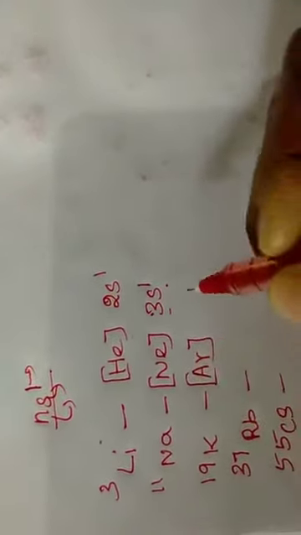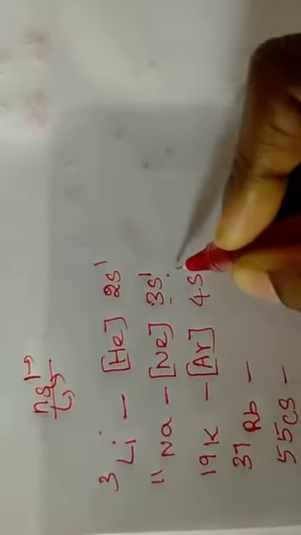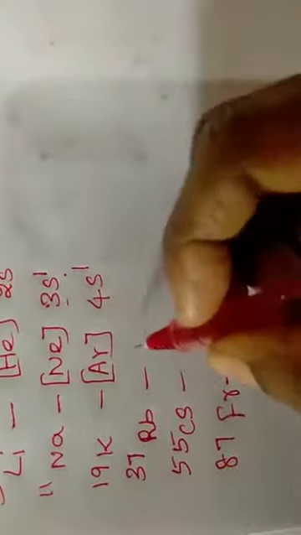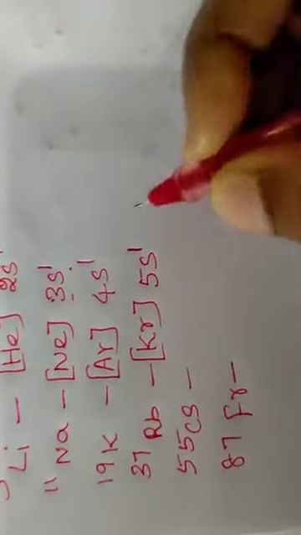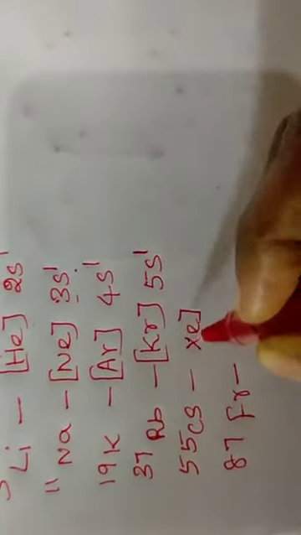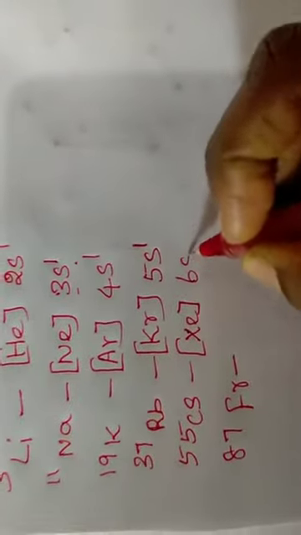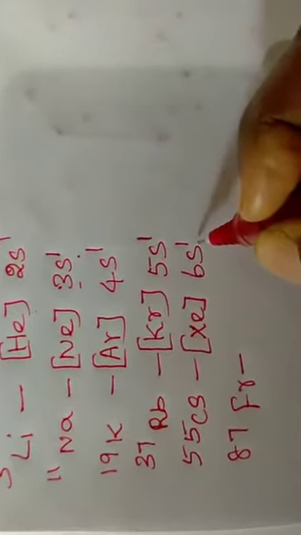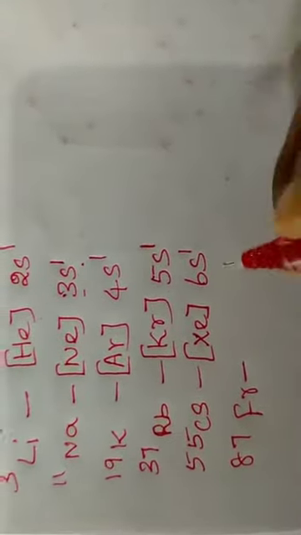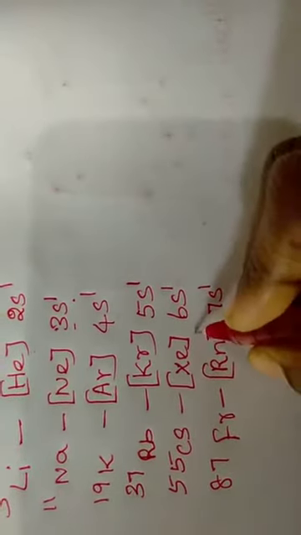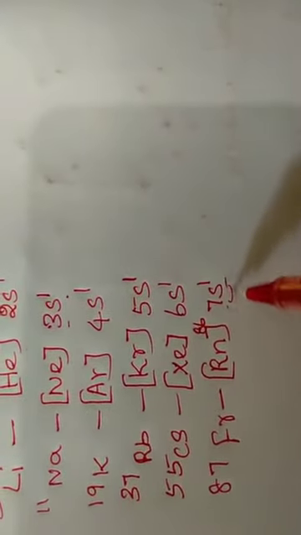Next one, potassium: argon is 18 and the remaining is 4s1. Then rubidium: krypton is 36, the remaining is 5s1, one electron. Then cesium: xenon 54, the remaining one electron is filled in the next orbital, 6s. Then francium: radon 86, this is 7s1, and the remaining one electron is filled in the next orbital.